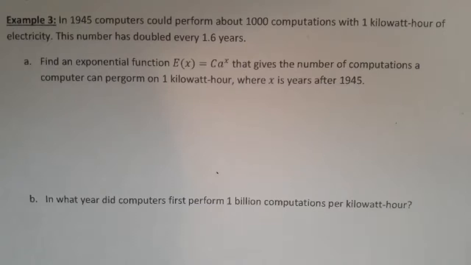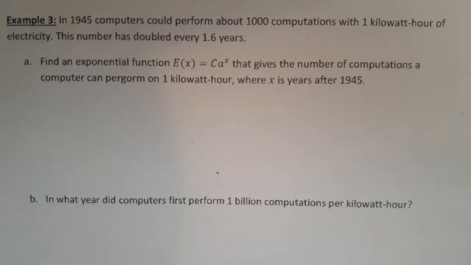Oh man, what is this? This is a real thing, isn't it? In 1945, computers could perform about 1,000 computations with 1 kilowatt of electricity. This number has doubled every 1.6 years. I think this is called Moore's Law? Let me double check. Yes, Moore's Law refers to Moore's perception that the number of transistors on a microchip doubles every 2 years. The cost of computers is halved. So this guy Moore made this sort of statement. It's not an exact thing, but they do this approximately. They double every so many years, every 2 years, I think is what he said.